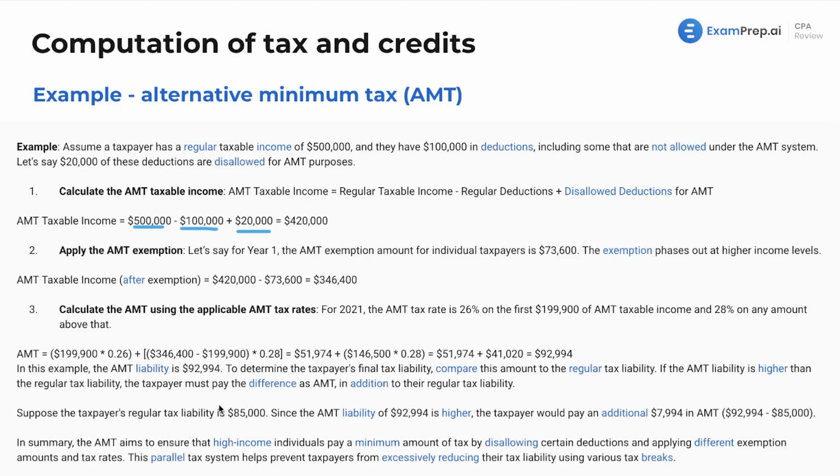Now, in summary, this AMT aims to ensure that higher income individuals pay a minimum amount of tax by disallowing certain deductions and applying different exemption amounts and rates. It's a parallel tax system and does not work the same. However, it's similar, it's just based on the normal system and has a few adjustments. It's going to help to prevent taxpayers from excessively reducing their tax liability using various tax breaks. Again, don't need to know this, just a pretty brief, nice little background on it in case you see it mentioned or anything like that. Let's wrap it up with a goal summary and call it a day.